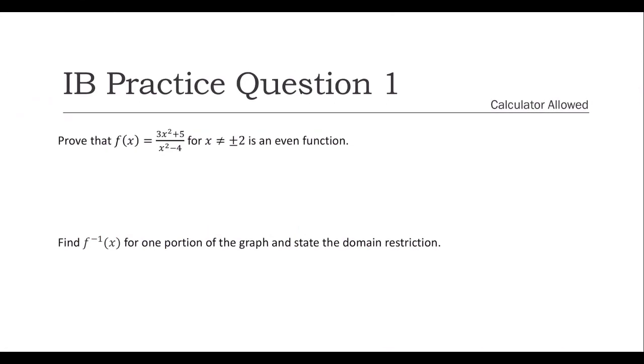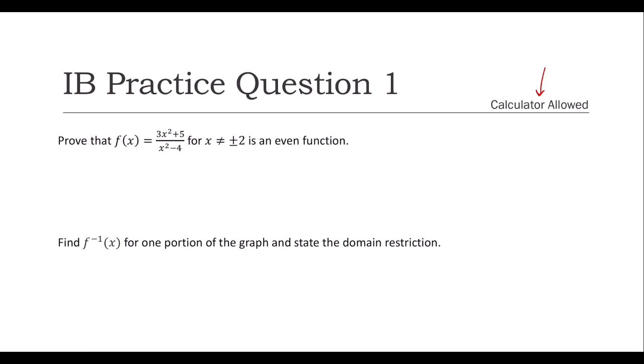So here we have our first IB practice question where our calculator is allowed. It says, prove that f of x equals 3x squared plus 5 over x squared minus 4 for x is not equal to plus or minus 2 is an even function.